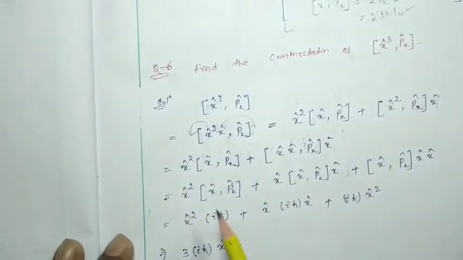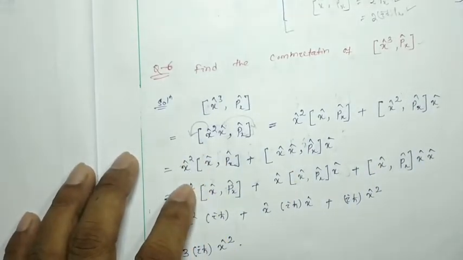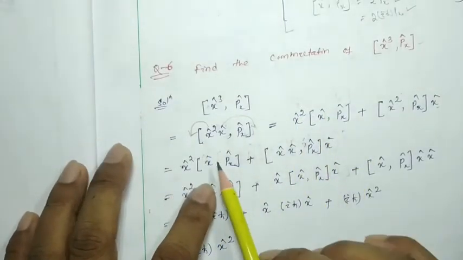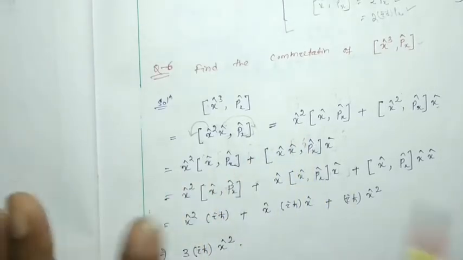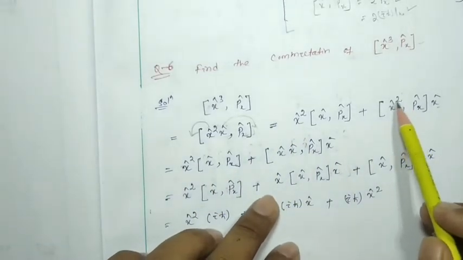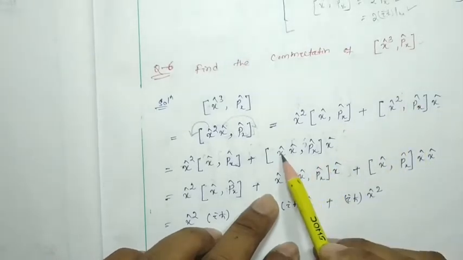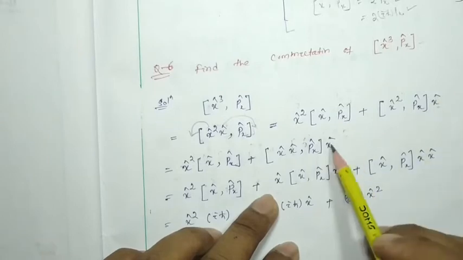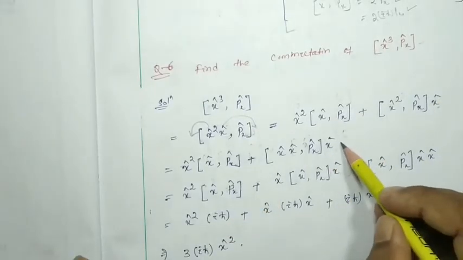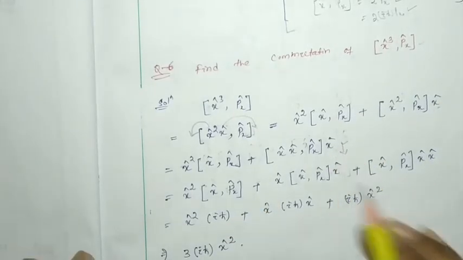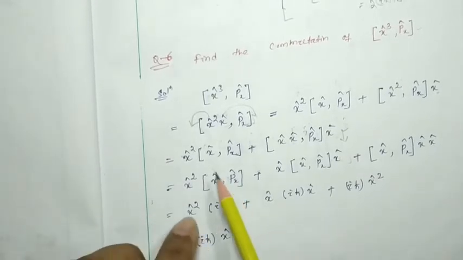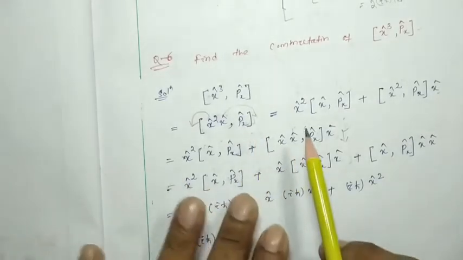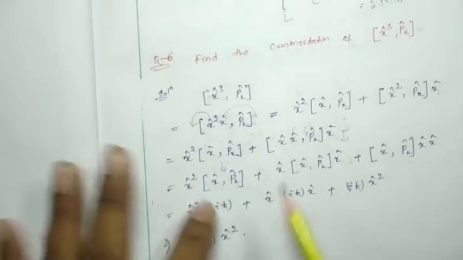Okay, now here x cap square will be here, x cap px cap as usual will be here. Now x cap square can again be written as x cap into x cap. Px cap is here and x cap is also here. This is an important step, from here to here. Here x cap square will be there and x cap px cap as usual will be here.